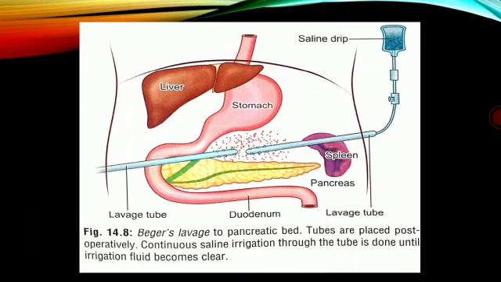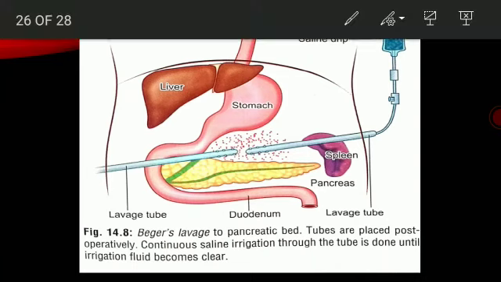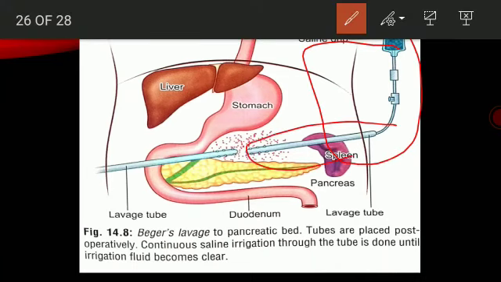Now we will see the image of Beger's lavage. This is the Beger's lavage. This is the saline drip. And this is the lavage tube. And this is the pancreatic bed. So these tubes are placed and continuous saline irrigation through the tube is done until the irrigation fluid becomes clear.